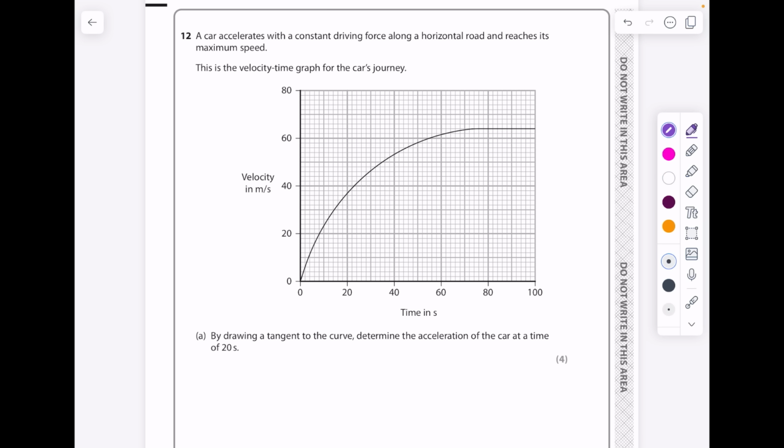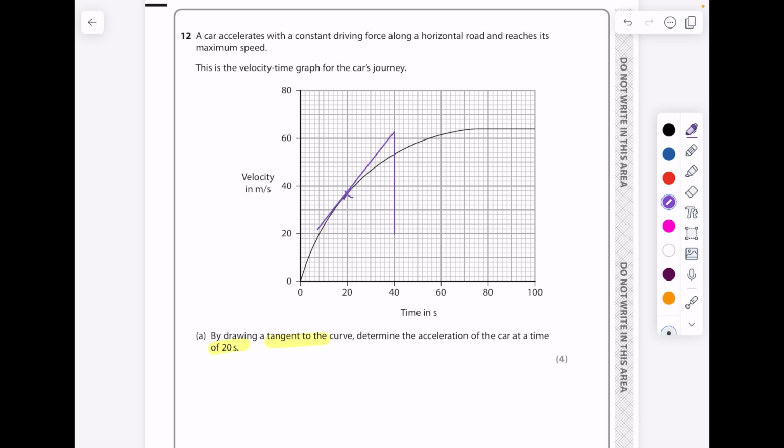A car accelerates with a constant driving force along a horizontal road and reaches its maximum speed. This is the velocity time graph for the car's journey. By drawing a tangent to the curve, determine the acceleration of the car at a time of 20 seconds. They very clearly told us to draw a tangent. So they're asking us to look at this point here. Because we've got a curved line though, as they've said, we need to draw a tangent. So that's a line which just touches the point in question.